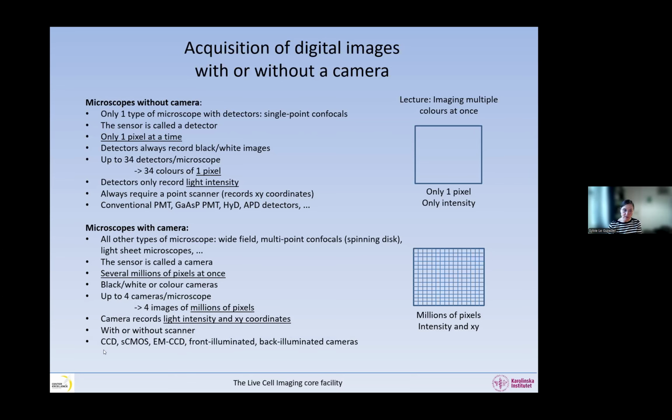The cameras can be called CCDs, sCMOS, EMCCD, and they can be either front illuminated or back illuminated. So these are names that you may find when you search. You will have to find out which camera you're using, and you will have to Google some information about it, and you may find these names when you do that. So basically what we're looking at now is single point confocals and mostly wide field systems in your case.